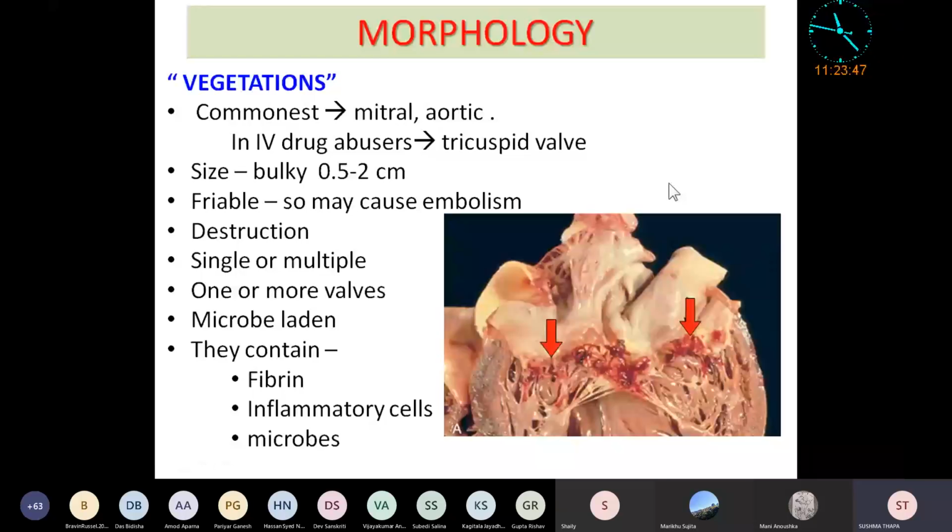But in general, the vegetations are present in the mitral or aortic valve, or if the patient is an IV drug abuser, the vegetation is present in the tricuspid valve. The size of the lesion will vary from 0.5 to 2 centimeter. They are usually friable, so they can get dislodged.